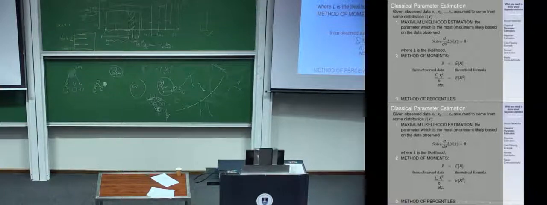Method of percentiles is very similar. It sets the 25th percentile to the theoretical 25th percentile. But then you really have to have the functional form of the CDF or the PDF. Okay, and you get however many equations you want.